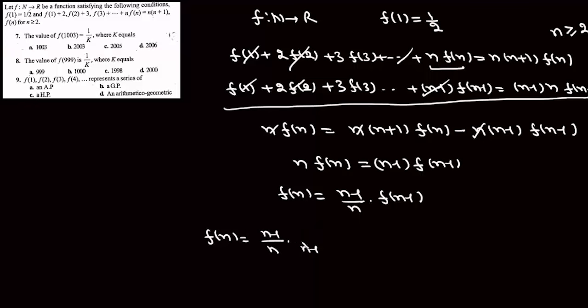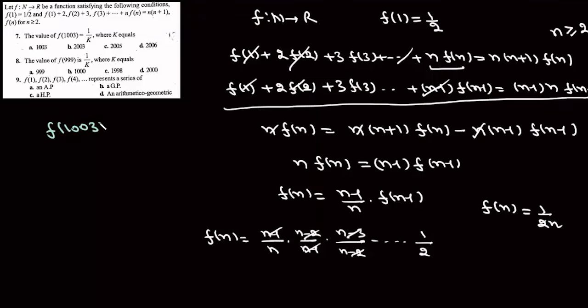f(n-1) will be (n-1), (n-2), then (n-2), (n-3), and will continue till f(2), which will be 2 and 1. Now, all these terms will cancel. So we'll get f(n) as 1 by 2n. Now, the first question is we need to find the value of f(1003). So f(1003) will be 1 upon 2 into 1003, and that'll be 1 upon 2006.